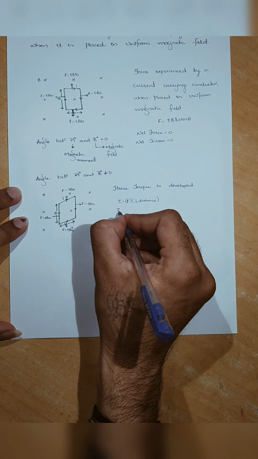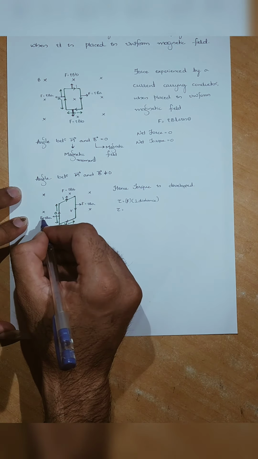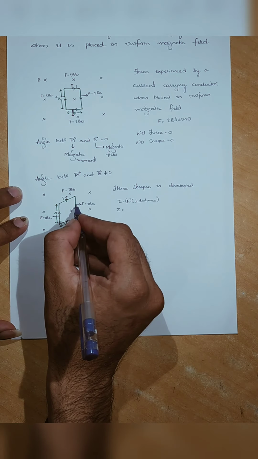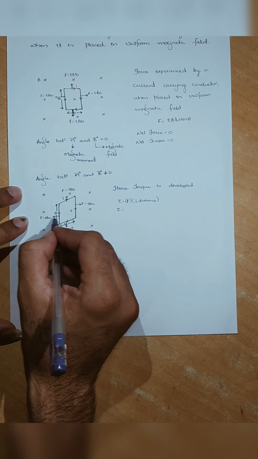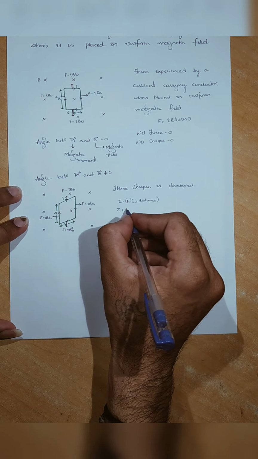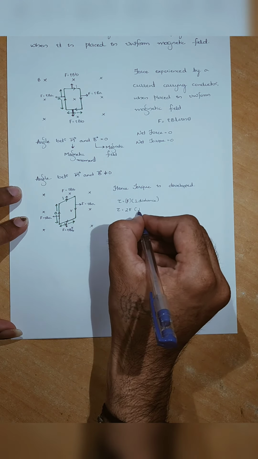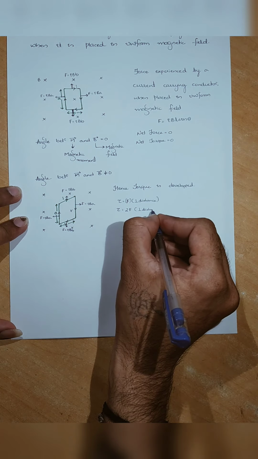So tau is equal to, for these two cases, we will have F into perpendicular distance from this end as well as F into perpendicular distance for this part. So it will be 2 times F into perpendicular distance. Okay.